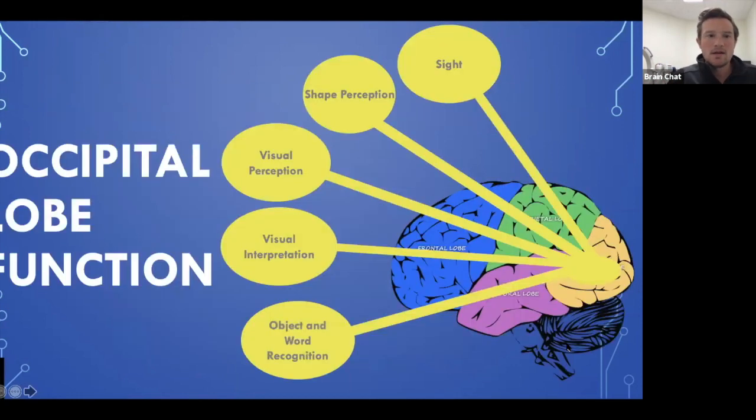So occipital lobe function, obviously it's there so we can see. It's a big receptor in the back of our brain that allows us to be able to visualize our environment. It's responsible for understanding shape perception, visual perception, and interpretation, as well as understanding objects and word recognition, and other functions as well. Again, this is just some of the basic rules.